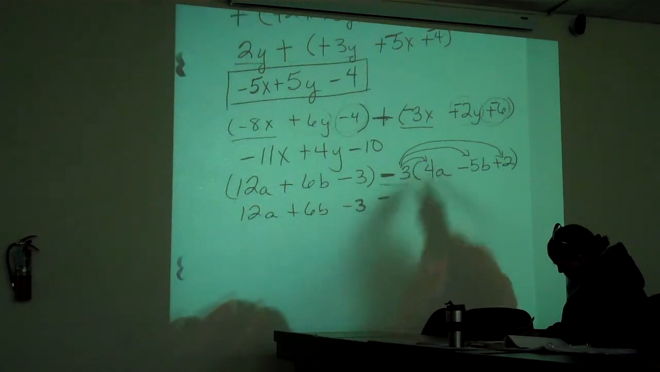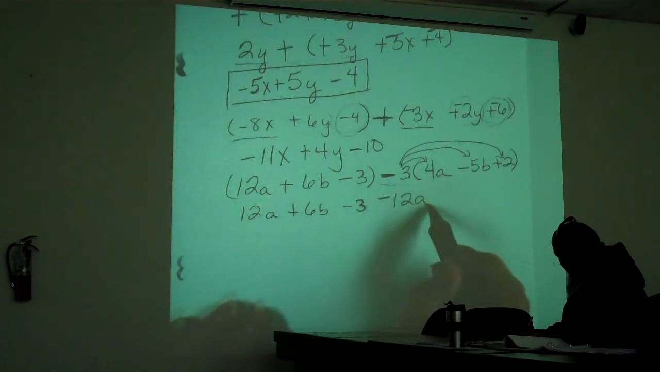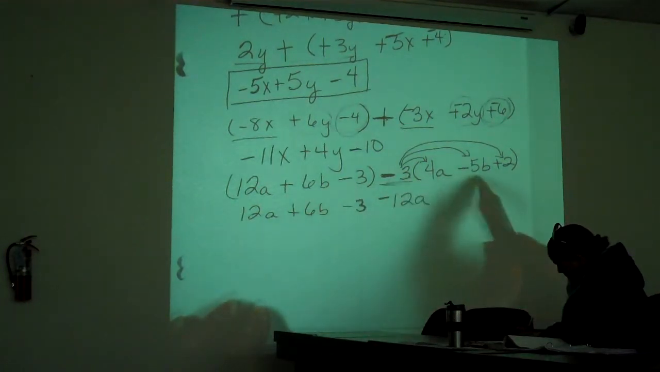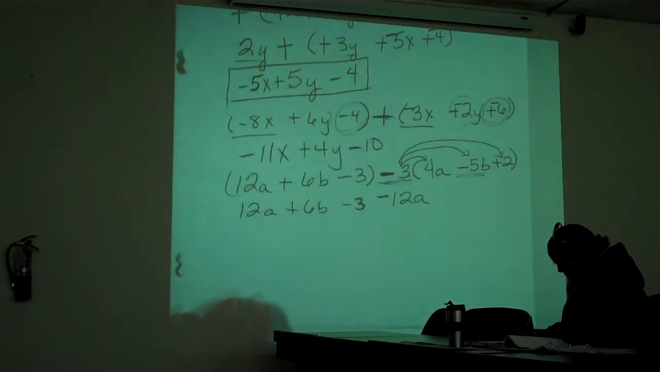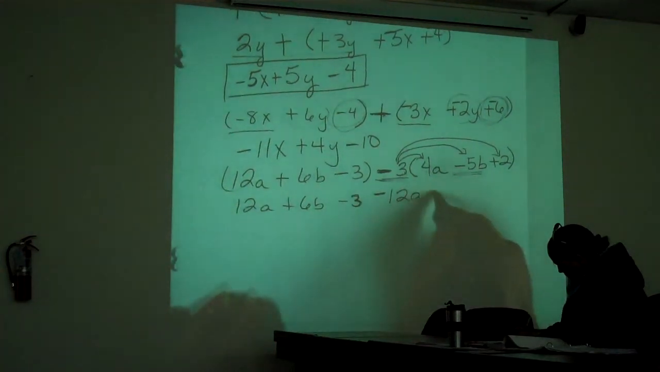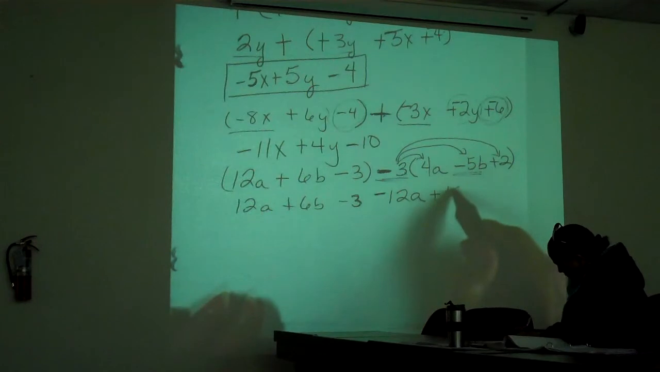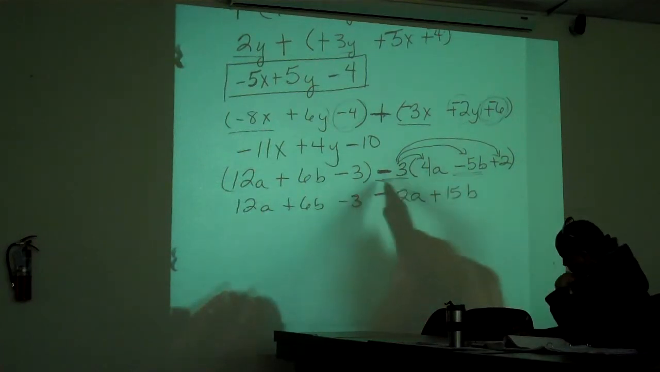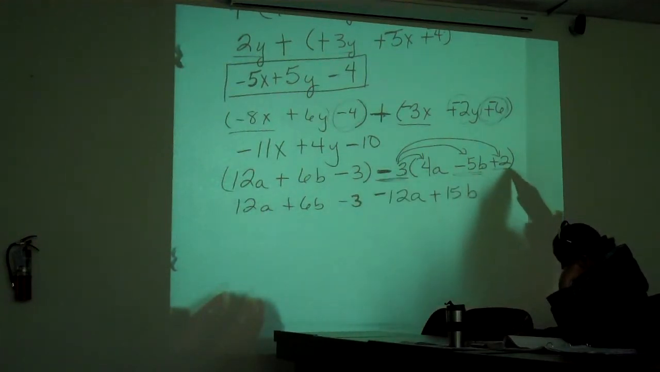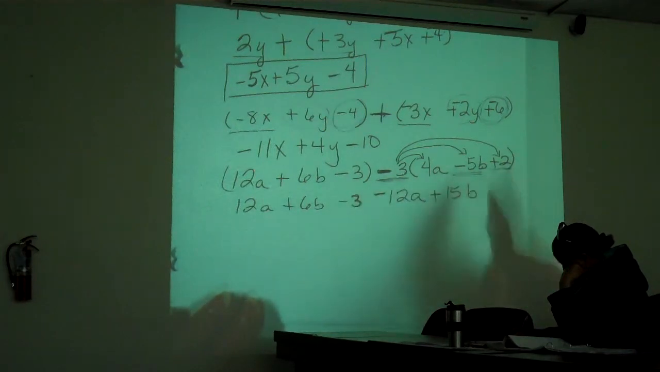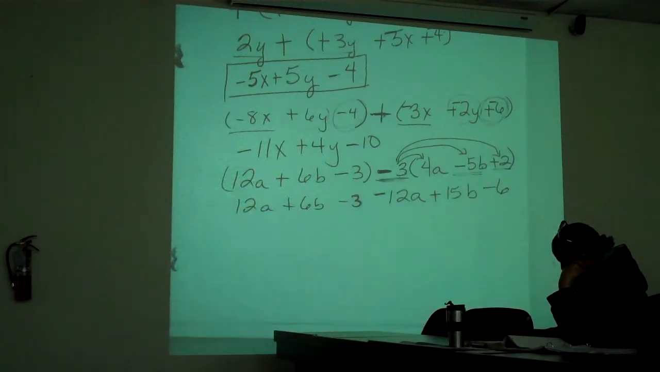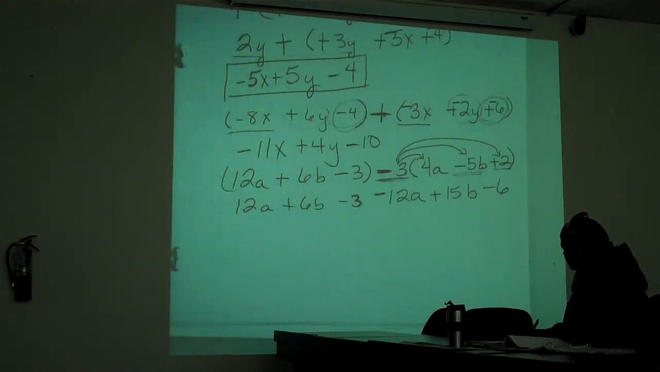And minus 12a. Okay, negative 3 times negative 5b. Positive 15, and then the b. Okay, the negative 3 times positive 2. Minus 6. Okay, now go ahead and combine your like terms, the a's, b's, and c's.